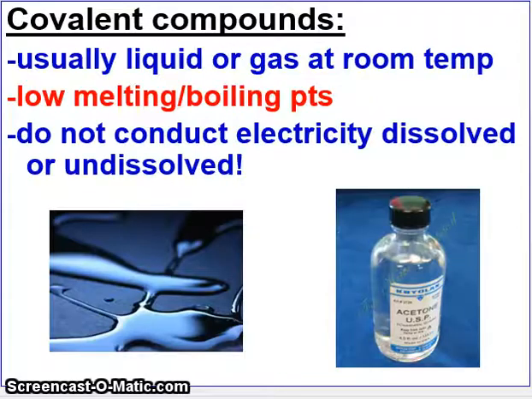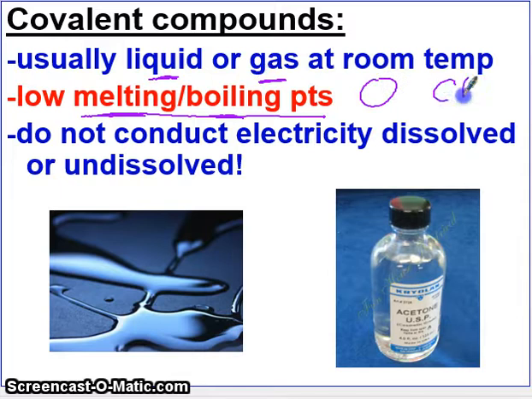And so compounds that form from this type of bonding, called covalent compounds, are usually liquids or gases at room temperature, which means it's easier to separate them than it was to separate ionic compounds. And they have low melting and boiling points. If you have a low melting point, that means you're probably already a liquid. If you have a low boiling point, you're probably already a gas. So things like oxygen, for example, or carbon dioxide, for example.